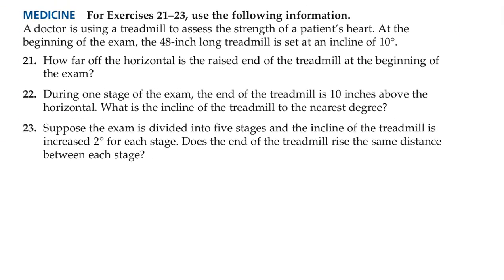Okay. A doctor's using a treadmill to assess the strength of a patient's heart rate. At the beginning of the exam, the 48-inch treadmill is at an angle of incline. So we have a treadmill, which is physically this long. It's at an incline of 10 degrees. So that's the angle of elevation. All right. So then how far off the horizontal is the raised end? Okay. So this one is how far is it up? So what's the height here?